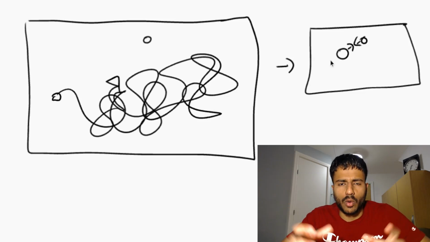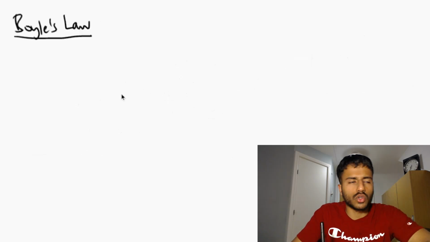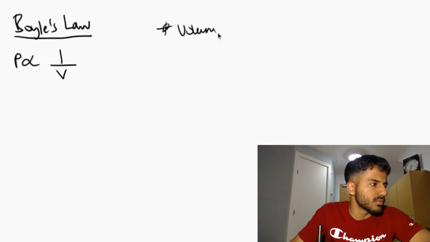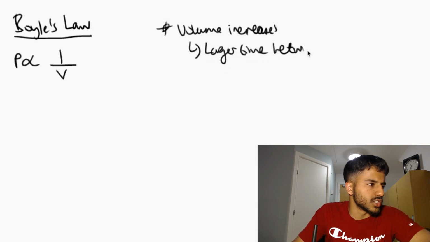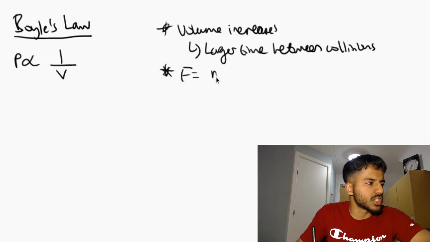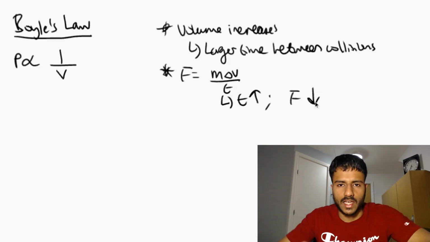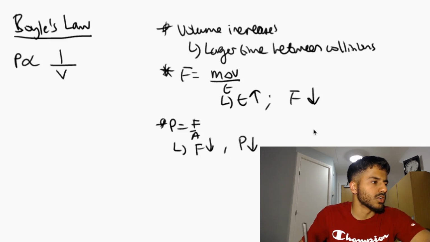Now with these assumptions, we can now go ahead and look at our ideal gas laws. Now the first one is Boyle's law. And Boyle's law states that the pressure exerted by a gas is inversely proportional to the volume of a container. And let's see why. Well, if the volume increases, there will obviously be larger time between collisions. And we know that the force is equal to the change in momentum over time. So if we have a longer time, the force exerted between these particles is less. And again, because we know that pressure is equal to force over area, if the force decreases, so does the pressure. So therefore we can say that as the volume increases, the pressure decreases.